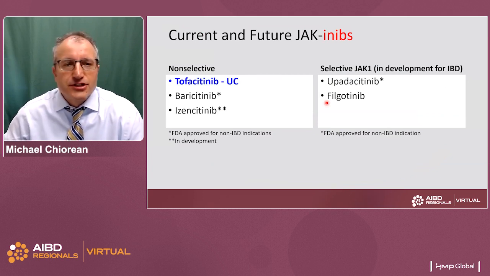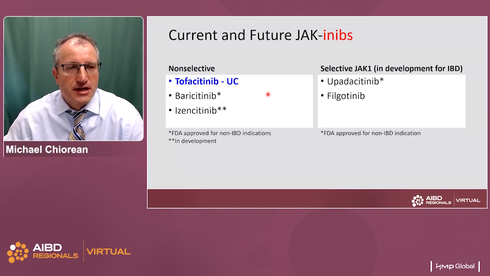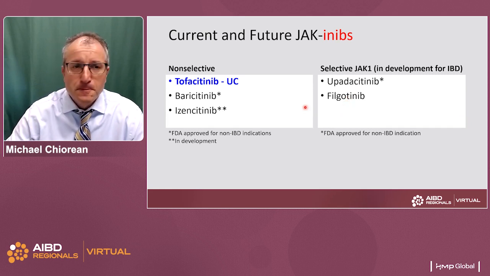There are several JAKs, some available for use, some in production, some non-selective, some selective. Of course, the one that's currently available for use in ulcerative colitis is Tofacitinib. There are a number of selective JAK inhibitors that are in late stages of development, including Upadacitinib and Filgotinib that we're going to discuss.